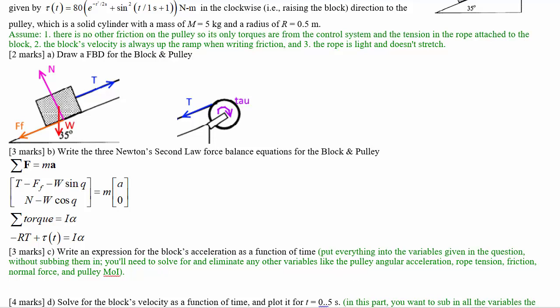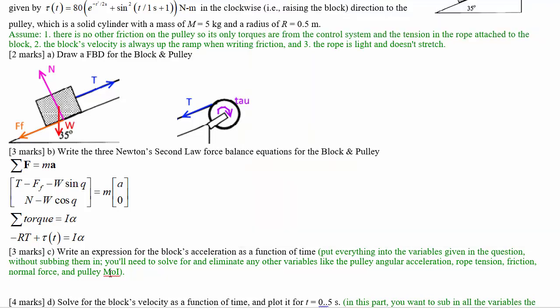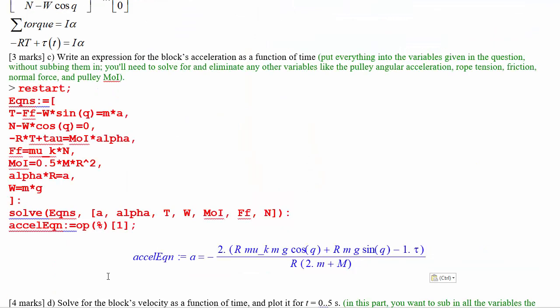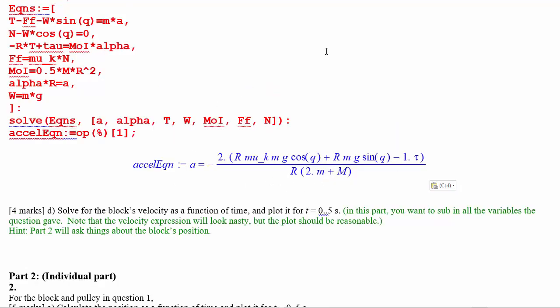And everything else is in the variables given in the question. So we are good. Mission accomplished. Next part is going to be to solve for the velocity as a function of time and plot it for t from 0 to 5.